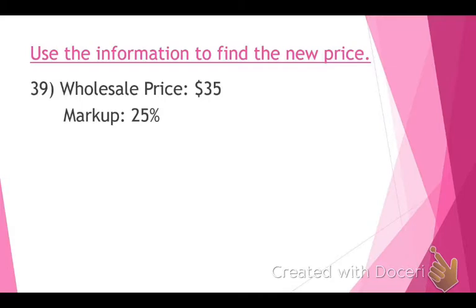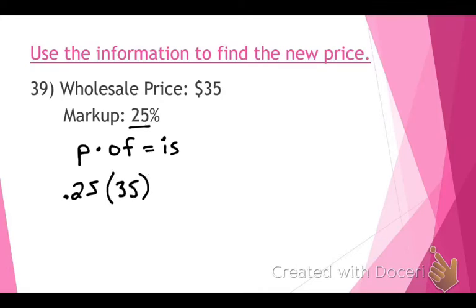How do I find this? 25 times 35. Okay, basically what we're doing is we're using the percent equation. You have to change that 25% to a decimal, that's my 0.25, times of. Of is going to be the original amount, and then the is going to help us find what the markup would be, okay? So when you're doing this, once again, this is your original, and this will be the part that you're looking for. All right, so what is 0.25 times $35?